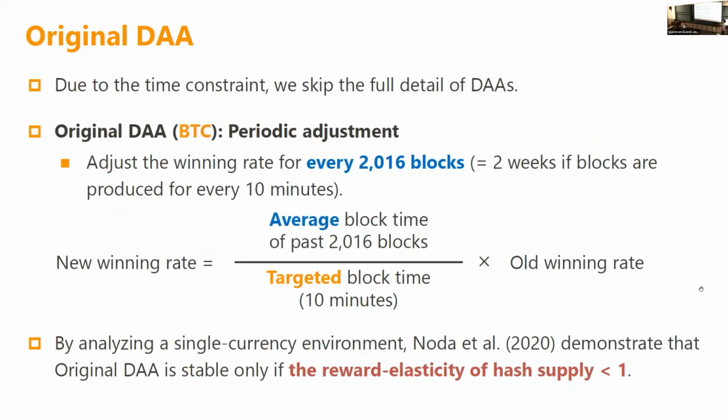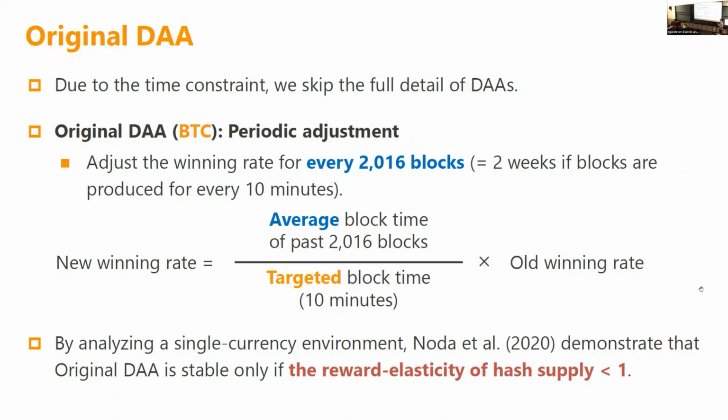So let me briefly review the structure of the three DAAs. Due to the time constraints, I'm going to skip the details. The original DAA is a periodic adjustment. It adjusts the winning rate every 2016 blocks. When the 2016 blocks arrive, the timing for changing the winning rate arrives, and the original DAA compares the average block time and the targeted block time and multiplies the ratio by the old winning rate to update the new winning rate. So Bitcoin is still using this simple rule of difficulty adjustment.